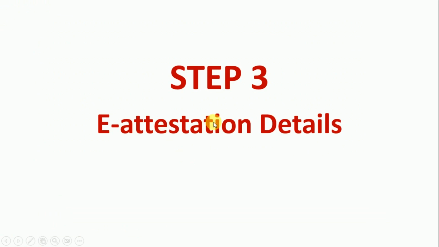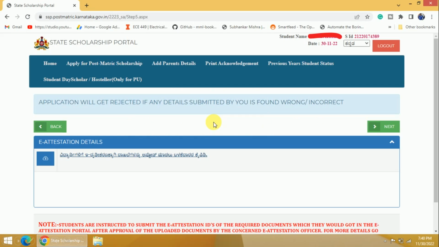The third step is for E-attestation. It is not required for all the students. It is required only for those students whose parents are working in some government organizations or something like that. It will show this particular information, like you need to enter E-attestation details and so on. So if it shows over here, then you need to enter the details. Otherwise, it is not required for all those particular students here. Now it is not required for this student, so I will click on next button.